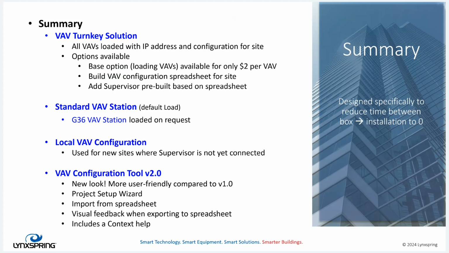And then the 2.0, some of the things we didn't go over, it's got a new look, more user-friendly. It's got a project setup wizard. You can import from spreadsheets in case you lose a project. You now will get visual feedback when exporting to a spreadsheet. You don't have to look for a log file. You get it right there. And it includes context-sensitive help. So no need to rush off to look for a booklet or a PDF. It's all right there for you. And again, all this is designed specifically to reduce the time between the box to installation to zero.